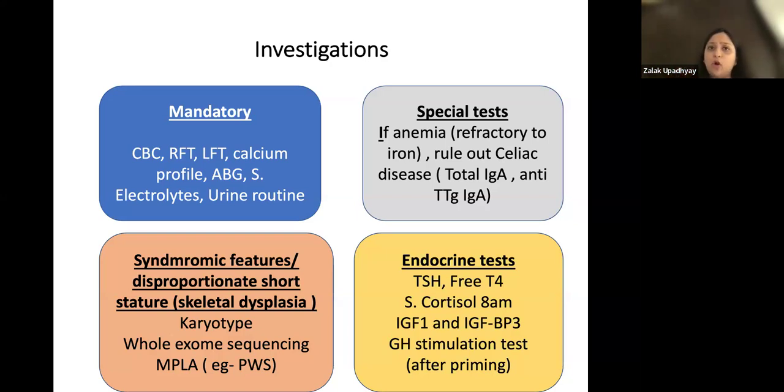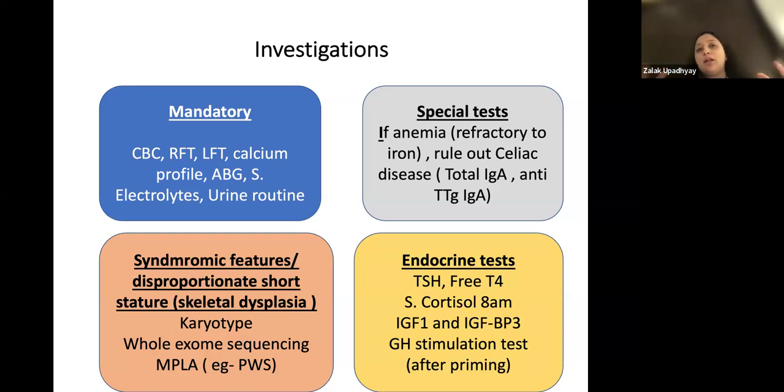If the child is syndromic or maybe syndromic, like Turner or Down, obviously you do a karyotype. But if you feel the child has skeletal dysplasia or disproportionate short stature, then again you have clinical exome or whole exome. When you're dealing with a child with Prader-Willi syndrome, you have to do methylation study, MLPA. Now when we talk about special tests, like I told you, if there is anemia refractory to iron, child is not responding, you have to rule out celiac disease. One of the special tests.